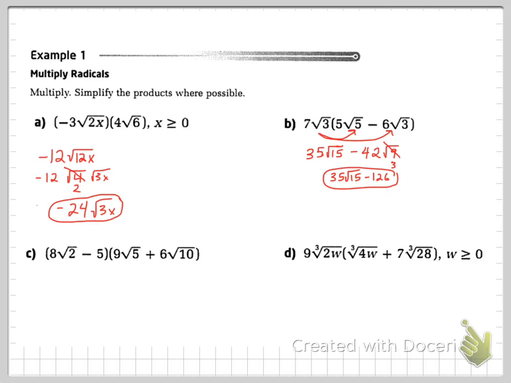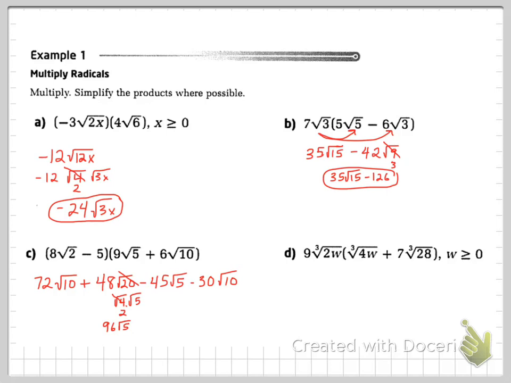Example C, we have to FOIL this now. We're going to get 72 root 10 minus, or pardon me, plus 48 root 20. Then we're going to go minus 5 times 9 root 5, which is minus 45 root 5, and minus 30 root 10. The only thing I can simplify in here next would be the root 20. And that'll become root 4 times root 5. Root 4 is 2, so I'm going to get 48 times 2 is 96 root 5.